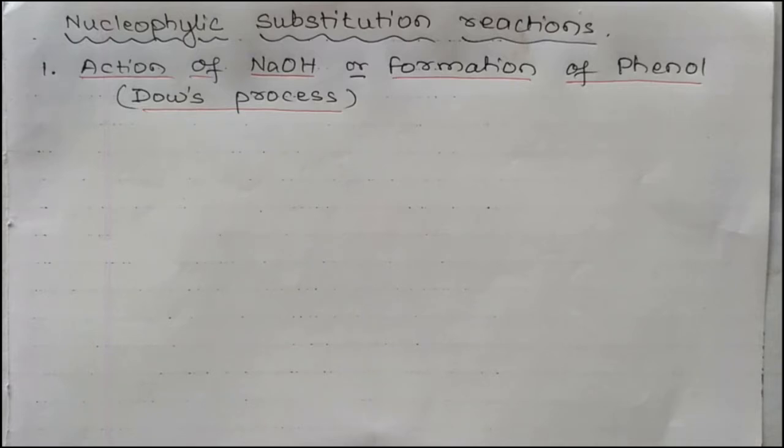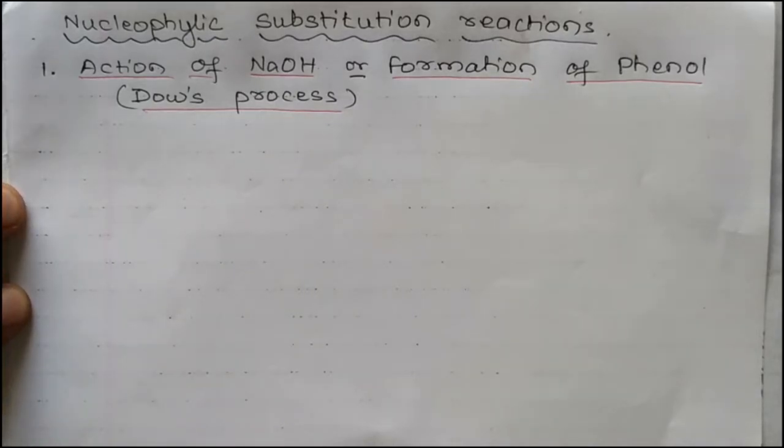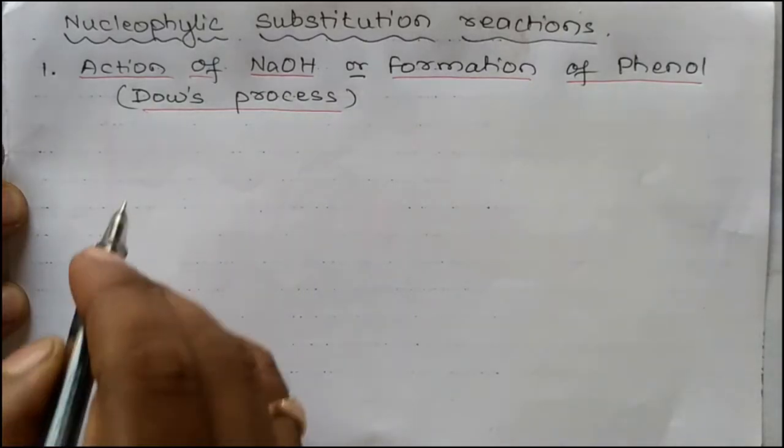As I discussed in the last session, in the chemical properties of halogens, they are less reactive towards nucleophilic substitution reactions. Hence, we have to maintain drastic conditions, more temperature, more pressure, and even use a catalyst to replace or substitute the halogen atom by some other nucleophile. Here first we'll discuss action of sodium hydroxide for formation of phenol by Dow's process.